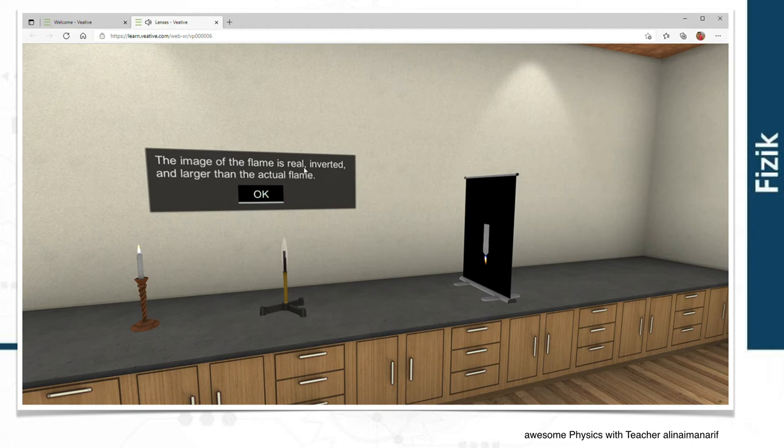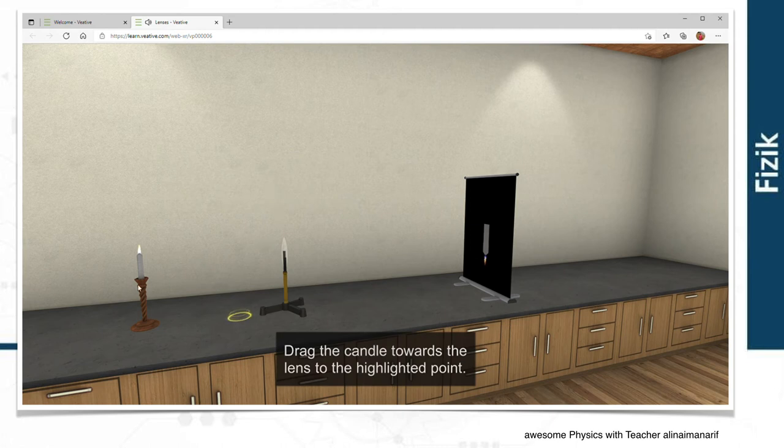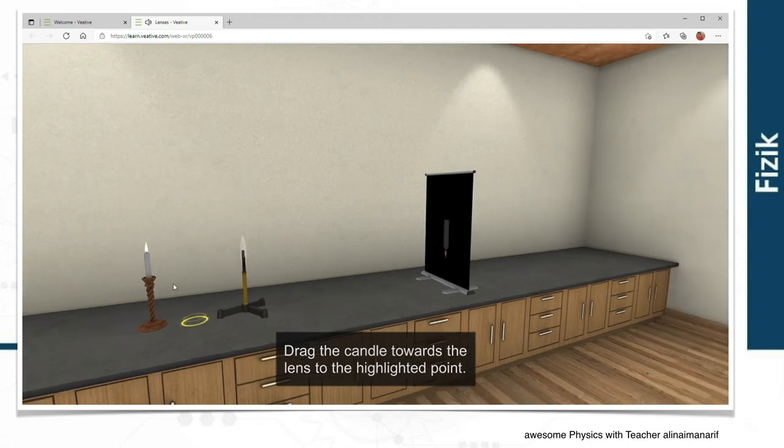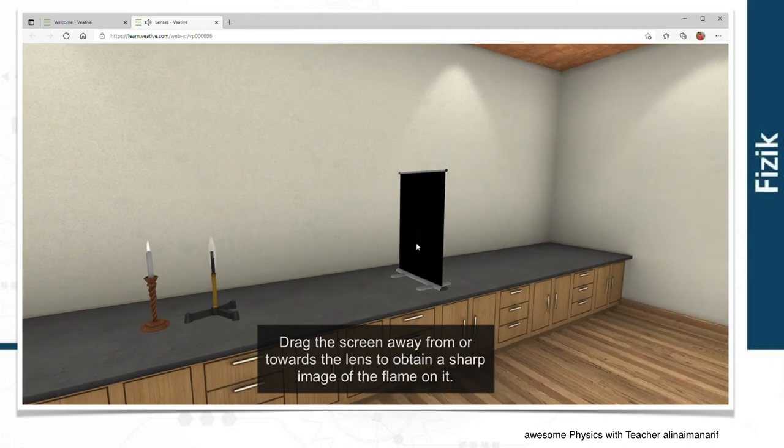Okay, the image is real, inverted, but larger than the actual flame. Okay, when I move the candle towards the lens, the object distance will decrease. I will drag the screen to see whether the image forms or not.